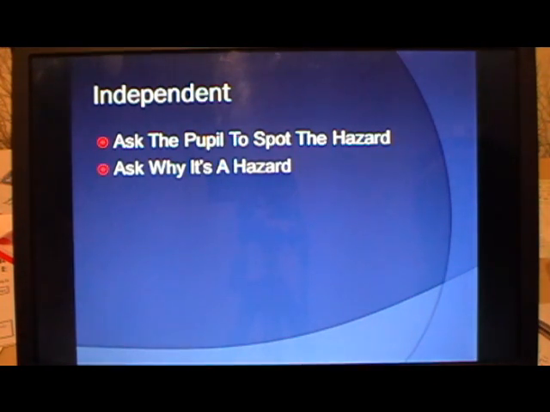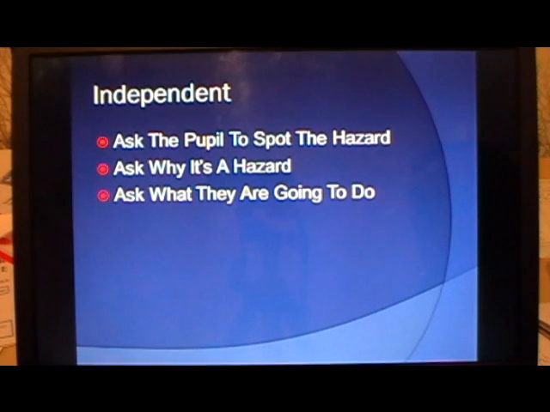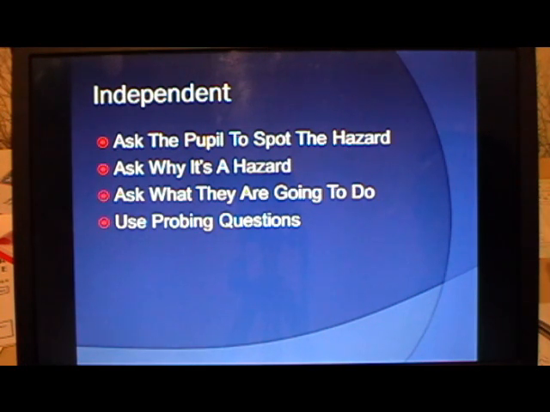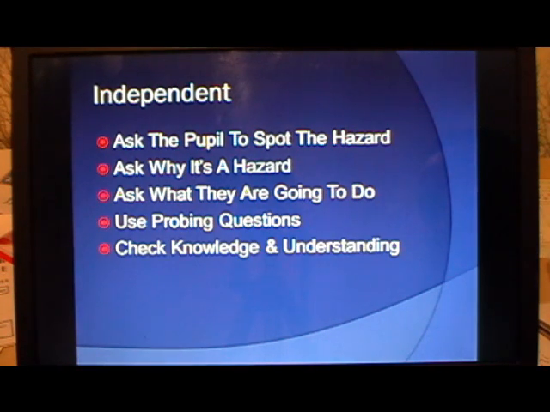And then you can ask why it's a hazard, what's going to happen, what might happen, that kind of thing. Again, related to what you would have told them in the first place, but you turn it into questions now. And then ask them what they're going to do about it. But this time not so much in a prompted fashion, but just an open question, just like what are you going to do about this, or how are you going to deal with it, so that it gives them a chance to tell you what they're thinking. And you're not being too helpful with that. Use probing questions to find out what they're thinking and what they're going to do. Check the knowledge and understanding as well.